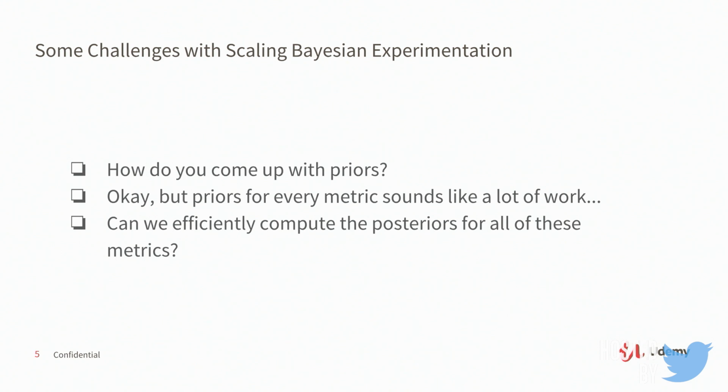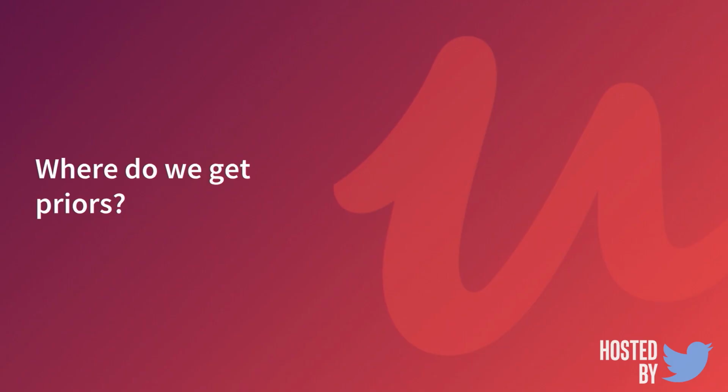So additionally, let's say you do have priors for a particular metric. Coming up with priors for all these different metrics can be a lot of work because they're all parameterized differently. And then even if you come up with priors, you might wonder, well, can we efficiently compute the posteriors for all these metrics? So these are some of the challenges we set out to solve. The first one is where do we get priors? And just to make sure everybody's on the same page, because I know not everybody's Bayesian, I'm going to talk a little bit about what priors are.